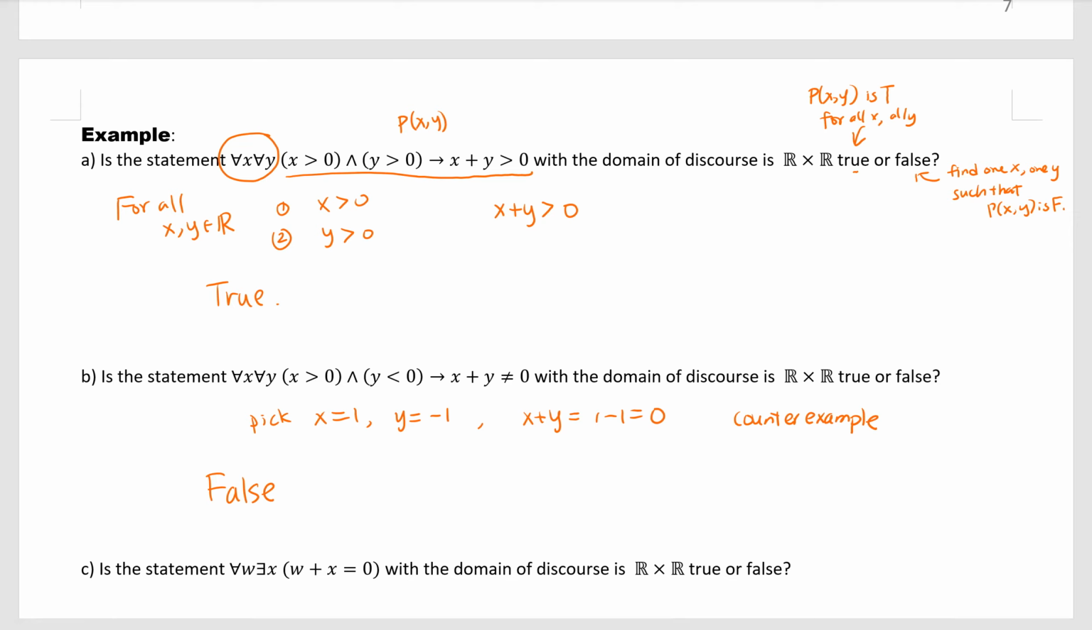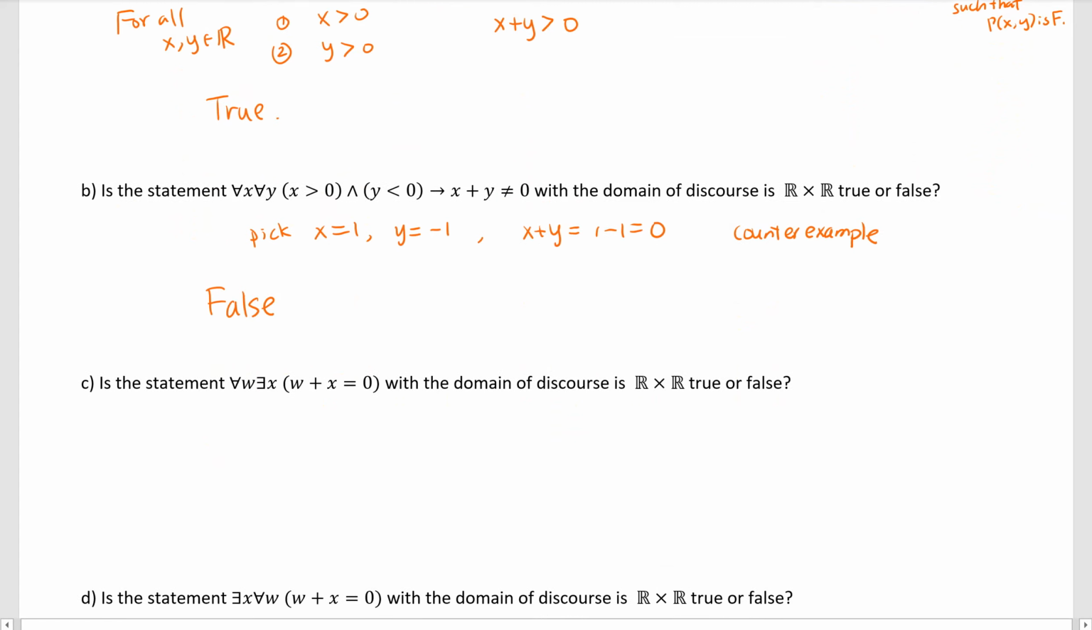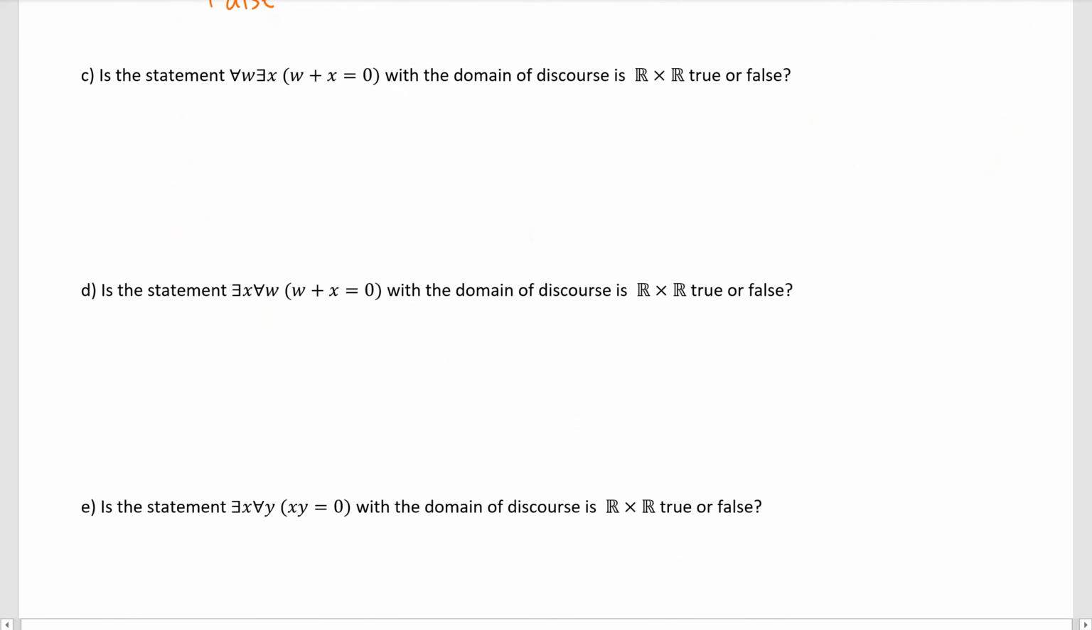All right, let's continue. Part C is the statement: for all w, there exists x, w plus x equals 0, with the domain of discourse as R. True or false? Okay, for all... if we want to show it's true, then we need to show that for each w, we can find an x value such that w plus x equals 0. Sounds like it. So let's try it.